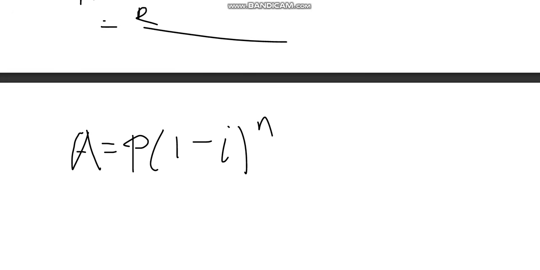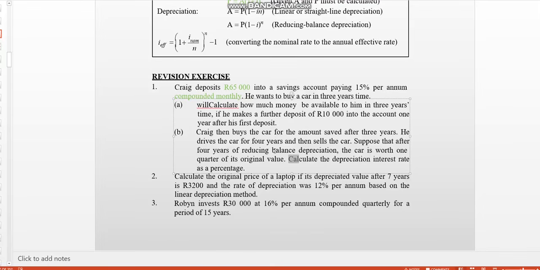So now for this one, firstly we are told that we're using the reducing balance depreciation method. So that's the one of (1 - i)^n. So know these formulas, and if not, you will also be given the formula sheet. So just know which one is which.